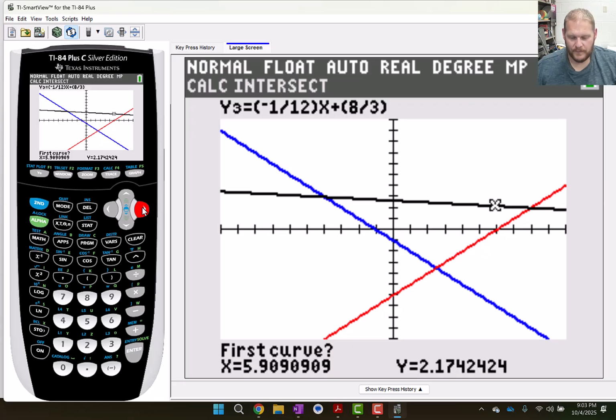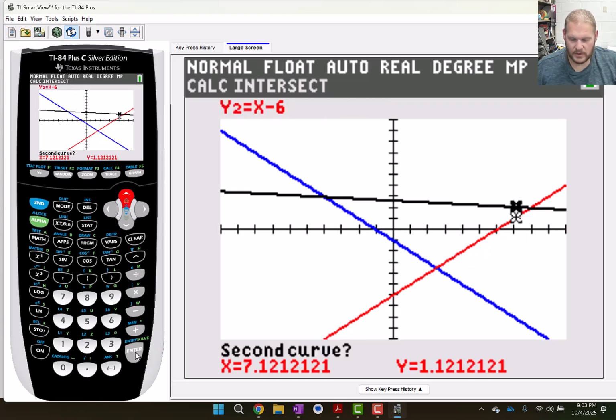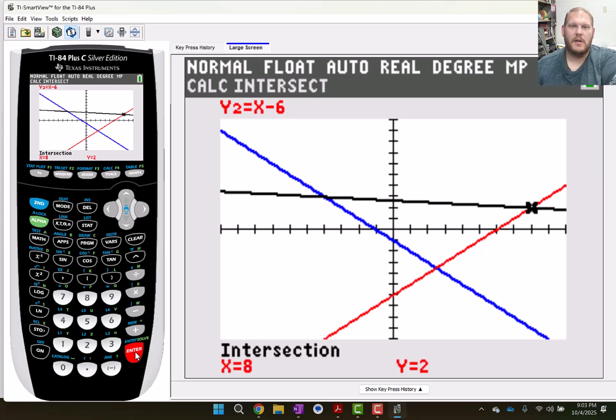I go to my second curve, my equation 2, which was my red one, and it'll say, hey, it's not there, it's actually all the way over here. But as long as you're guessing and telling it which curve and which other one to go to, it'll correct itself. And in this case, 8 comma 2 is that final solution. So over here, 8 comma 2 is my final answer.